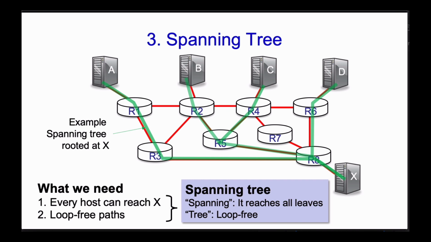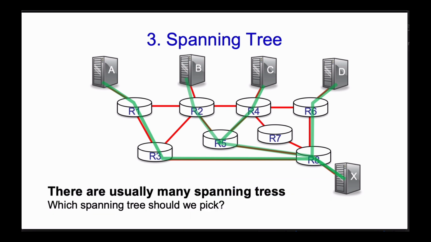But remember, there are also spanning trees to reach every destination in the network. So one question we must consider is which spanning tree to pick. There are usually many spanning trees. For example, the orange and the green trees are both spanning trees rooted at X. Which one should we pick? Which is the best for what we're trying to accomplish?